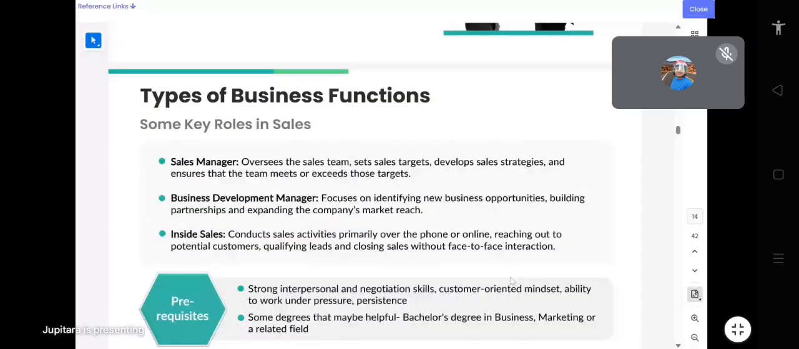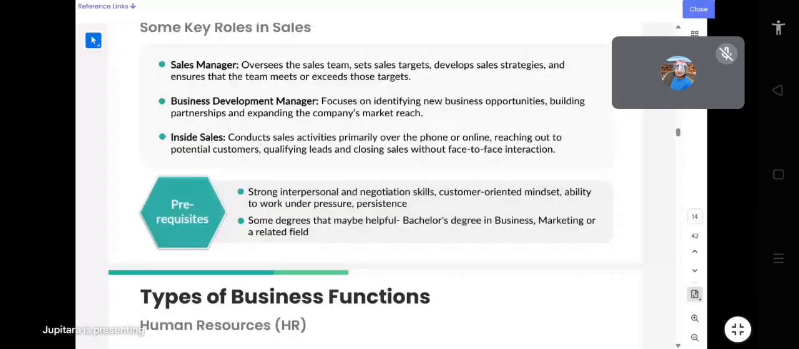Now the key roles in the sales department are sales manager, business development manager. Business development manager is something you will find more of in job profiles if you are looking into sales. It is one profile where you will get good packages in the banking sector, and in any good companies, they have business development managers in good package profiles. Inside sales. So what are the prerequisite skills required for a good sales package? Strong interpersonal and negotiation skills, customer oriented mindset, ability to work under pressure, and persistence. So these are some of the prerequisite skills required to achieve good results in the sales department.